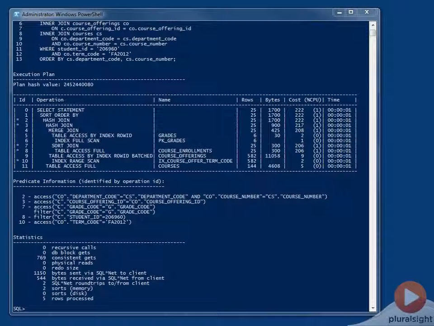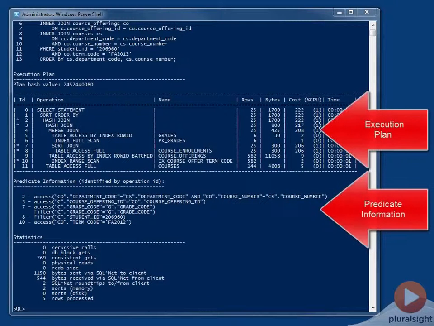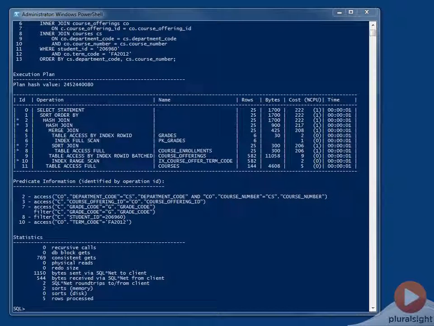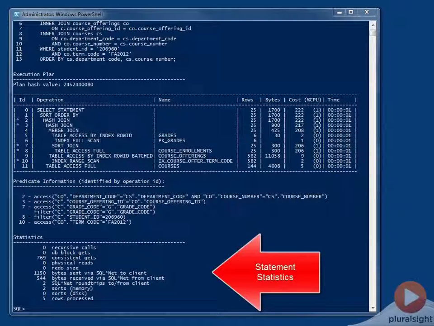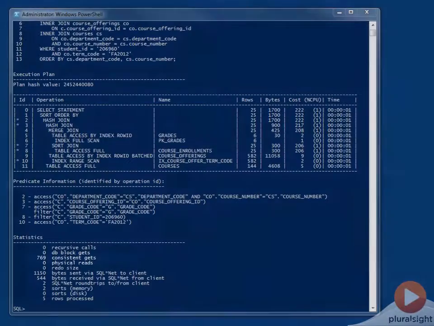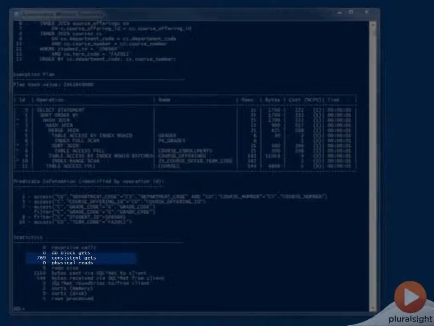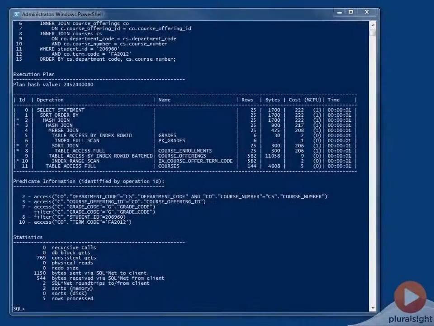We see here that we get 3 items. The first 2 items are the execution plan and the predicate information. This is much the same information as we saw before, it's just formatted a little bit differently. The third block of data is this section down here, and this is giving us some of the overall query statistics. One of the first things we see is our number of consistent gets, and these are our logical reads, and this is the same number as was shown before.